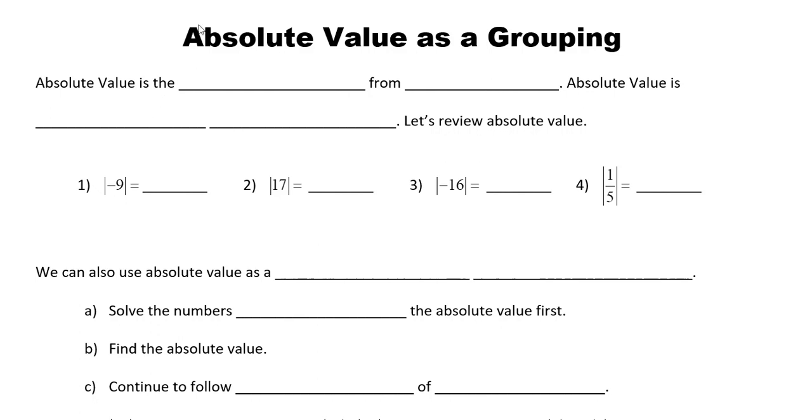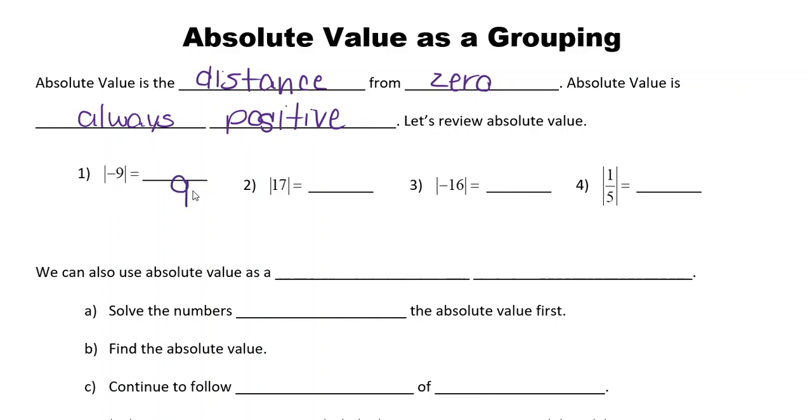The absolute value is actually the distance from 0 on a number line. And remember that absolute value is always positive, because distance is always positive. So let's review about absolute value. Remember, it always turns positive, so the absolute value of -9 is 9 spaces away from 0, so the absolute value of -9 is 9. The absolute value of 17 is just going to be 17.